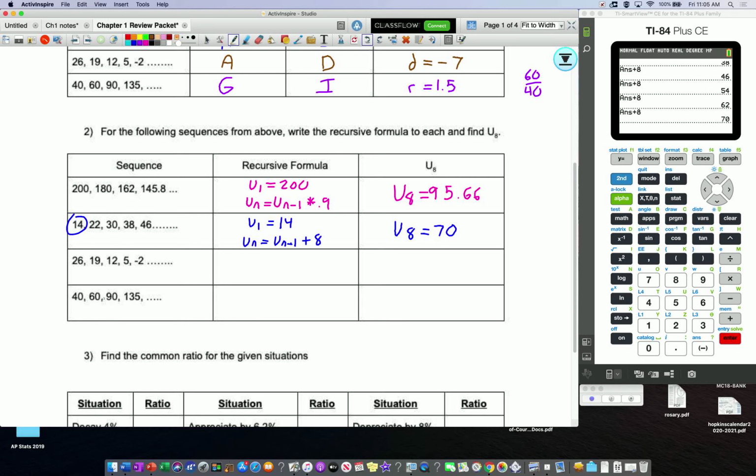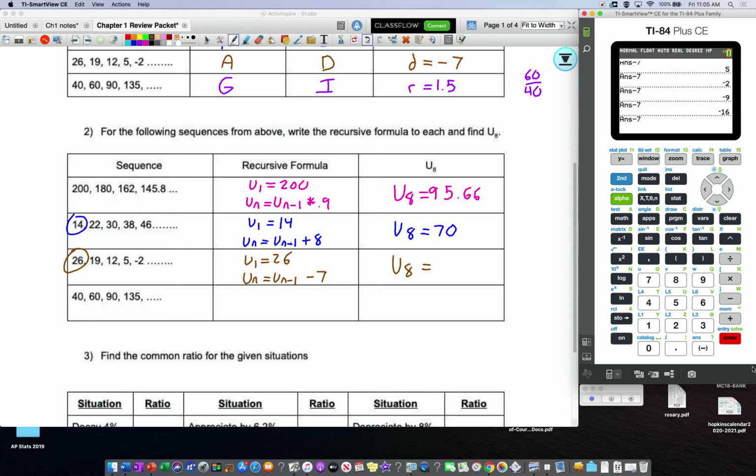All right, next one we know was arithmetic again. So I define that first term. U sub 1 is 26. So then u sub n equals u sub n minus 1. And then this time I was subtracting 7. All right, so trying to find u sub 8. So let's find that in there. So we start with 26, and I subtract 7, enter, subtract 7 again. So there's term 3, 4, 5, 6, 7, 8.